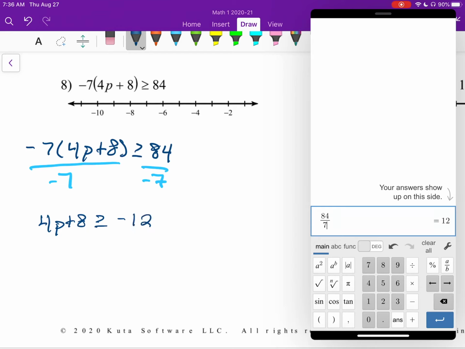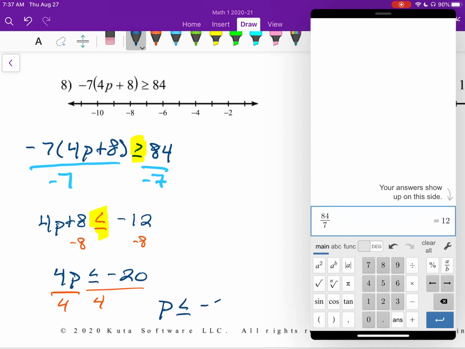Oops. Did you catch my mistake? We divided by a negative number, so our sign here has to flip. Our inequality has to flip. Okay? Don't forget to do that. We're going to subtract 8 from both sides, and we get 4p is less than or equal to negative 20. Divide by 4 on both sides, and we get p is less than or equal to negative 5.